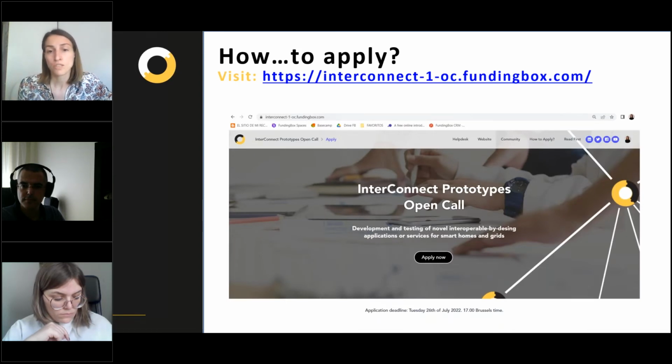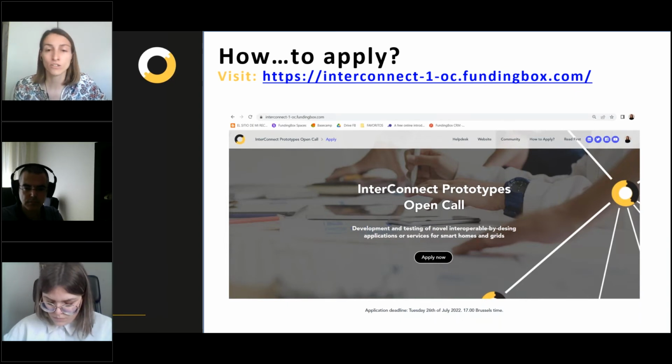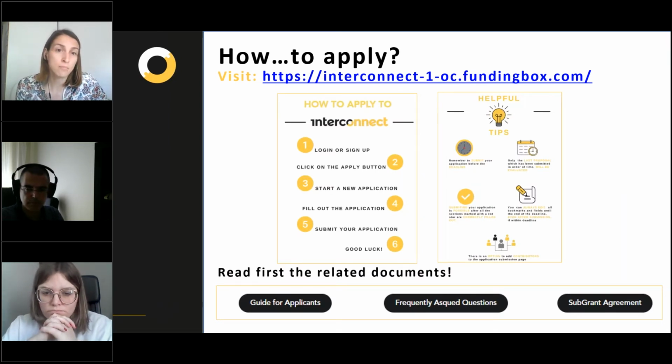I would like to explain to you how to apply to this open call. It's a very easy process. You just need to go to the open call website and click on the apply button. Here you have how to apply. Log in or sign up. Maybe you have already applied to other open calls through our platform, so it's easy. Click on the apply button, start a new application, fill in the application, submit, and just wait.